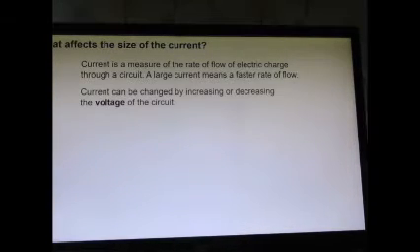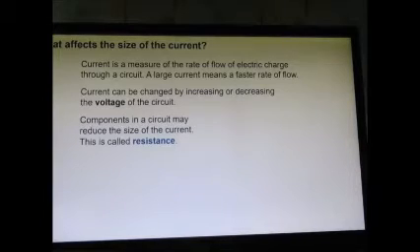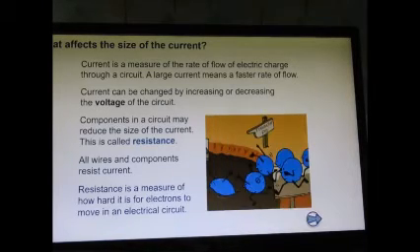Now, like we've said, the more current that you've got flowing, the faster it's flowing. And we can actually change that current by increasing or decreasing the voltage of the circuit. So if we add more batteries, or if we turn up the voltage on the power pack, then you will make the current flow faster, so you'll increase the size of the current. However, if you put components in a circuit, that's going to increase the resistance to the current flowing through it. This could be a bulb, a motor, a buzzer, or any sort of resistor itself.